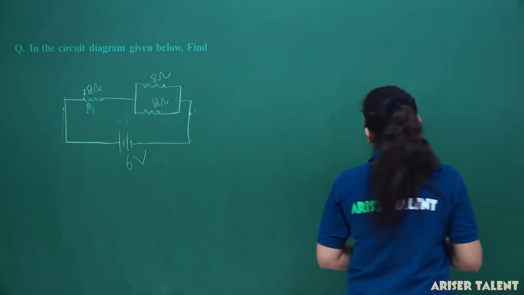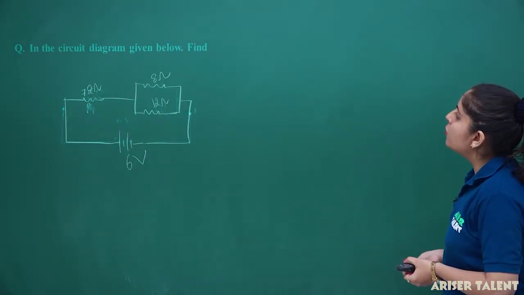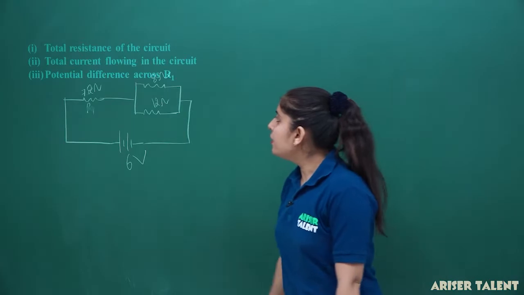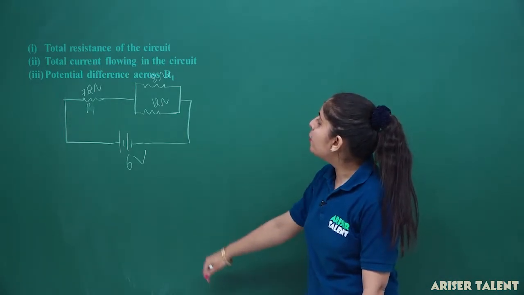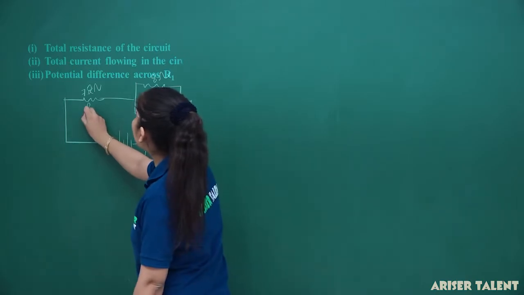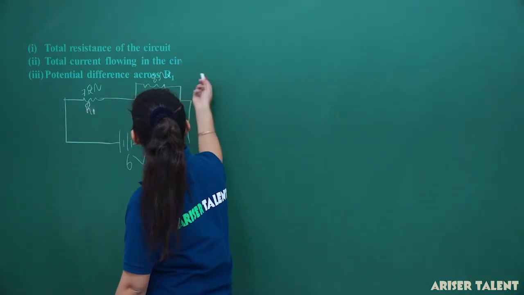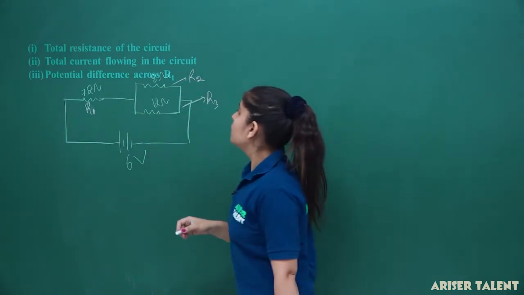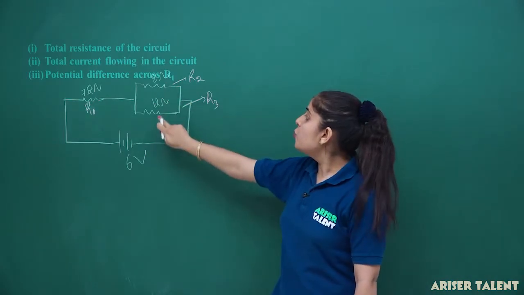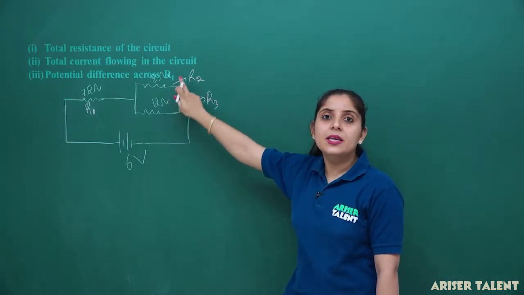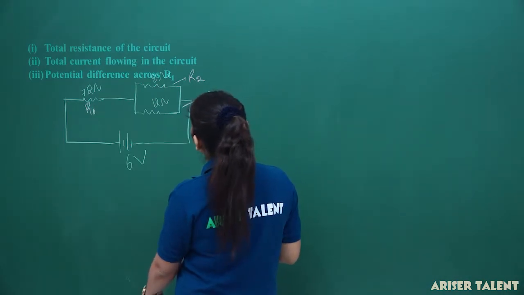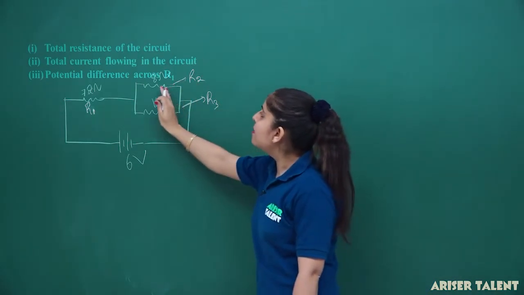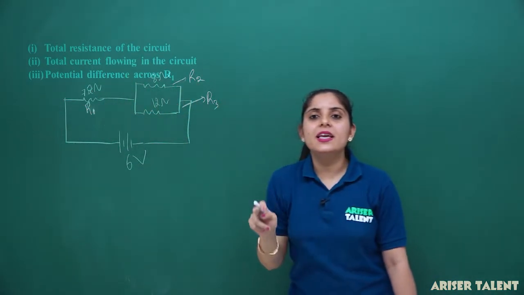Now, let's check what questions we have to find the solution for. Total resistance of the circuit, total current flowing in the circuit, and you have to calculate the potential drop across this R1. This is the R1 here. And these are our R2 and R3. Now, you can see here, these two resistances are connected in parallel. So, what I can do, I can simply calculate the value of the parallel resistances here, and this parallel resistance will be in series with the R1.